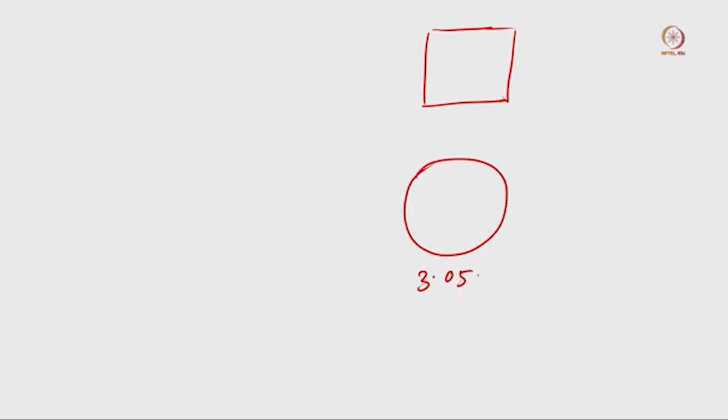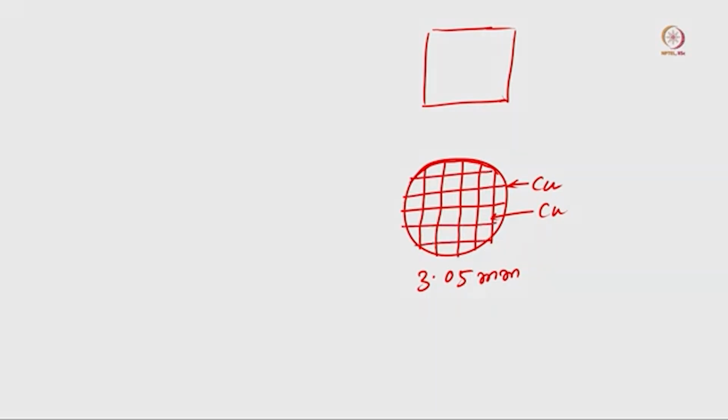Last class I also discussed a little bit about this: we have a grid. This is our grid, 3.05 millimeter in total diameter. If you consider that this is metal copper, it is copper made, and in between, whatever you can see, those are the copper bars. So it is a very tiny thin grid, and you have to handle these things very carefully; you cannot do whatever we want.